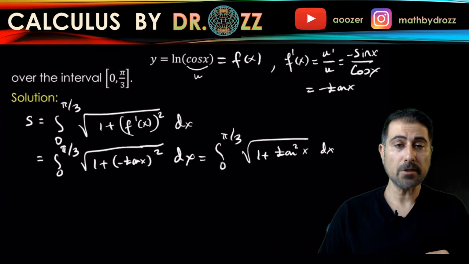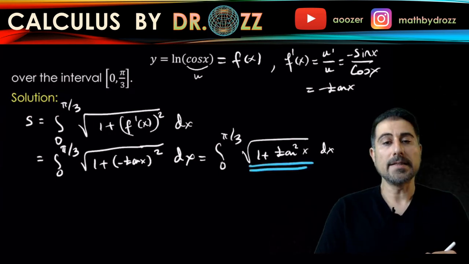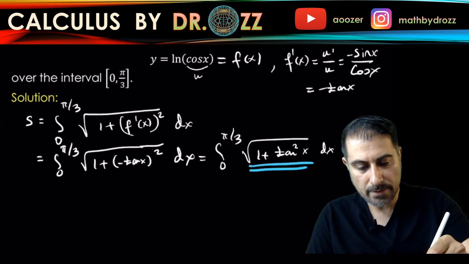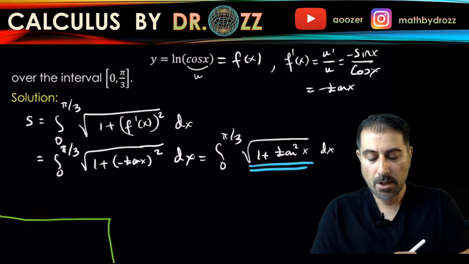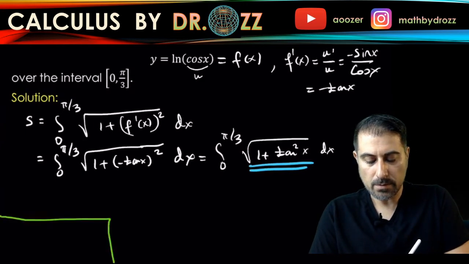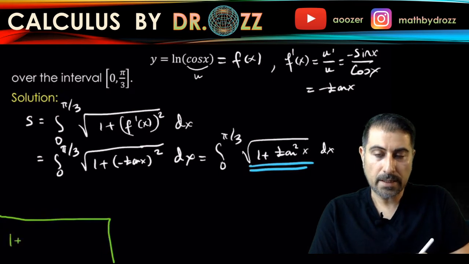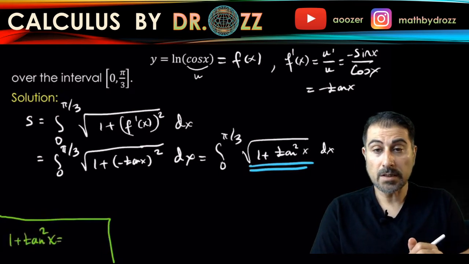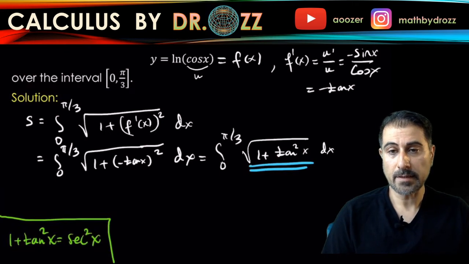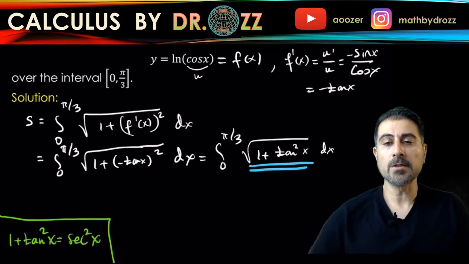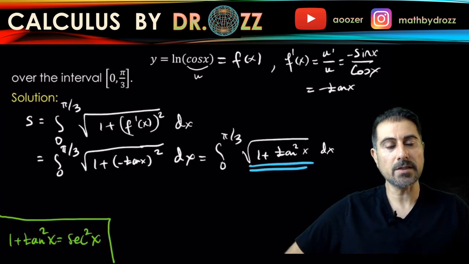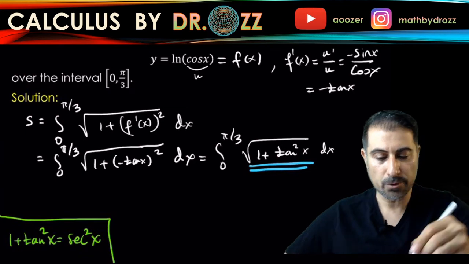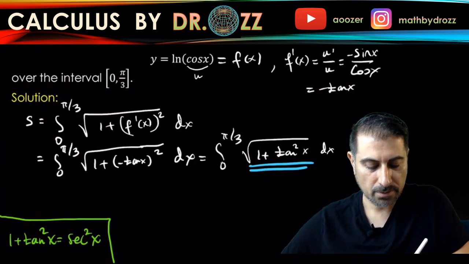use an identity that we learned earlier, called the Pythagorean identity for secant and tan. Let me just put that right here, because that's what I'm going to use. So 1 plus tan squared x is equal to secant squared x. This is the alternate version of the original Pythagorean identity, which is cosine squared x plus sine squared x equals 1. So I'm using the alternate version of that. So let's just use it.